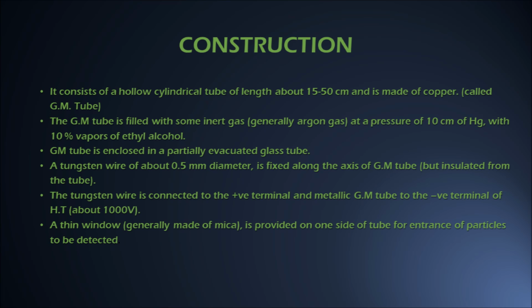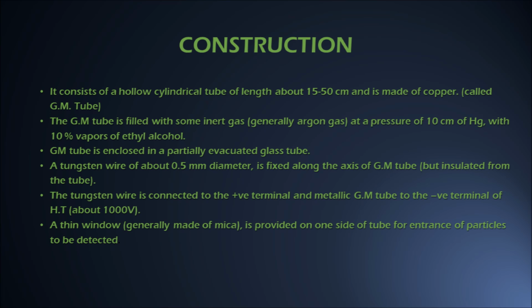A tungsten wire of about 0.5 millimeter diameter is fixed along the axis of GM tube, but it is held insulated from the tube. The wire is connected to positive terminal and GM tube is connected to negative terminal of a high tension battery. A thin window is provided on one side of the tube for entrance of the particles to be detected.